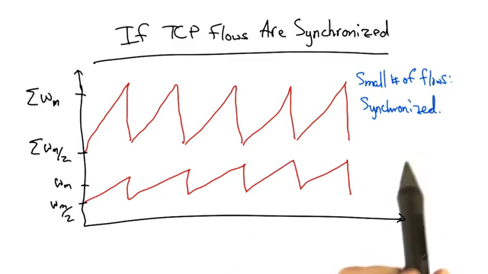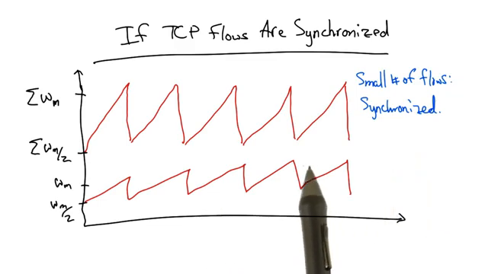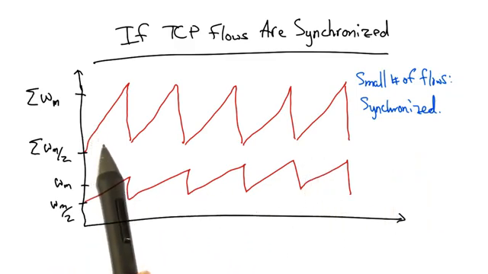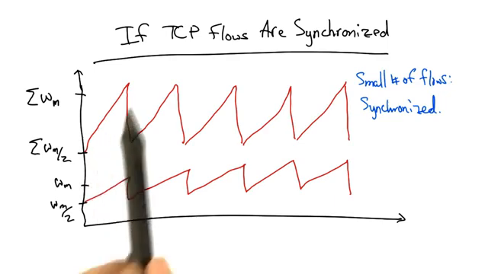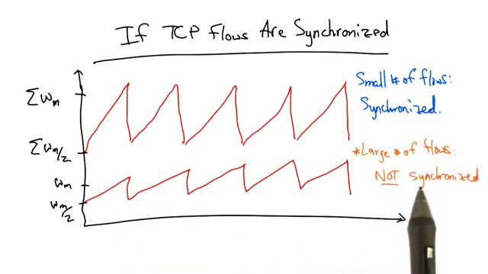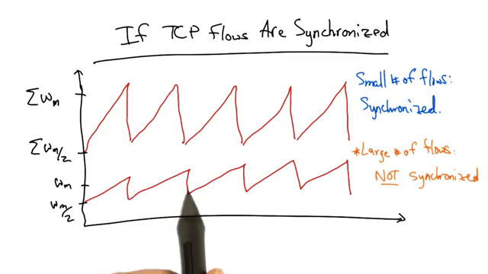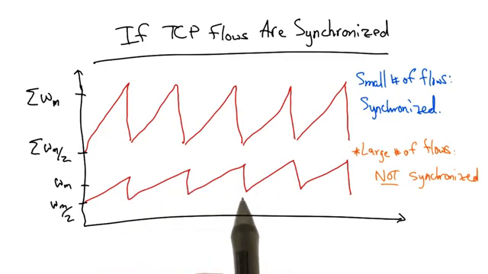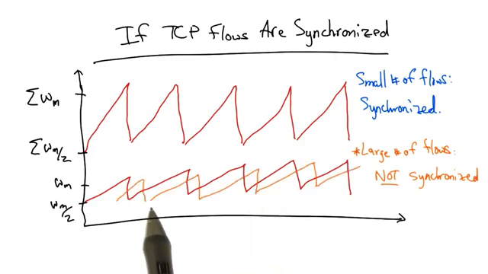Now, if there are only a small number of flows in the network, then these flows may tend to stay synchronized, and the aggregate dynamics might mimic the dynamics of any single flow, as shown. But as the network supports an increasingly large number of flows, these individual TCP flows become desynchronized. So instead of all of the flows lining up with a sawtooth as shown in the bottom part, individual flows might see peaks at different times.